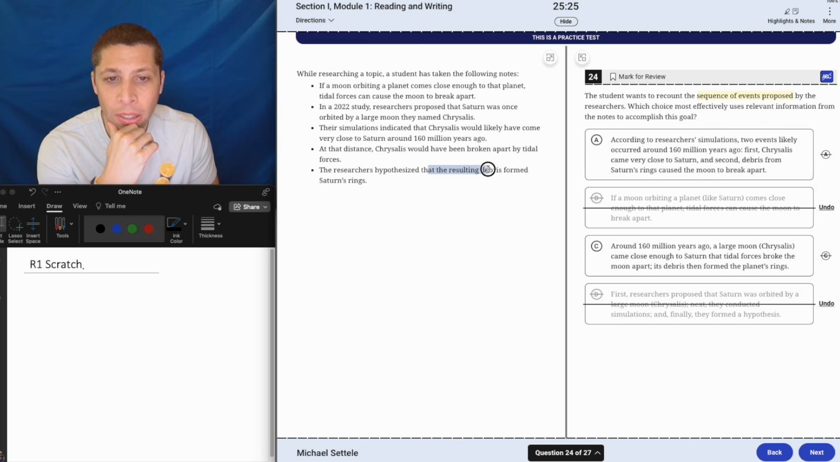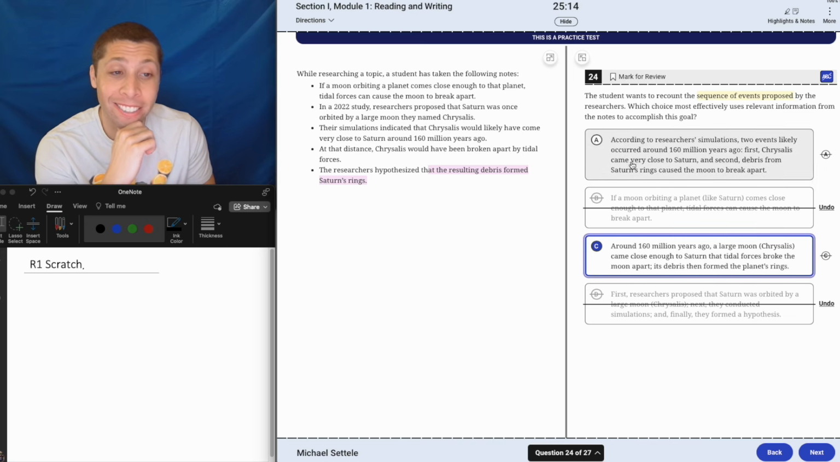No. The moon is the rings. Around 160 million years ago, a large moon came close enough to Saturn that tidal forces broke the moon apart. Its debris then formed the planet's rings. Sneaky. This is just wrong. This sounds really good, but it's wrong. This is why I got to read everything.